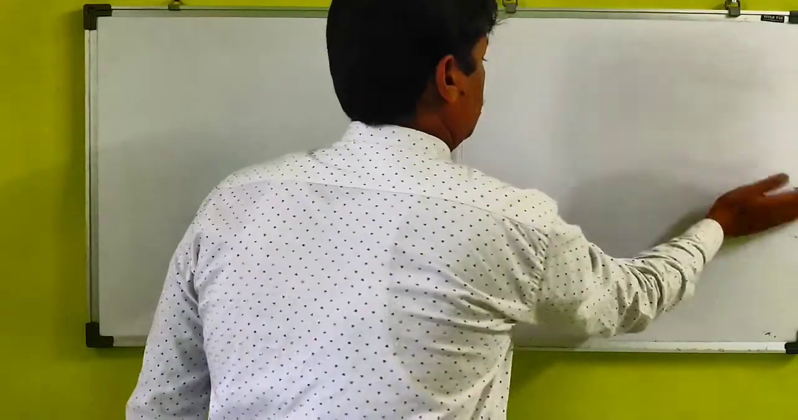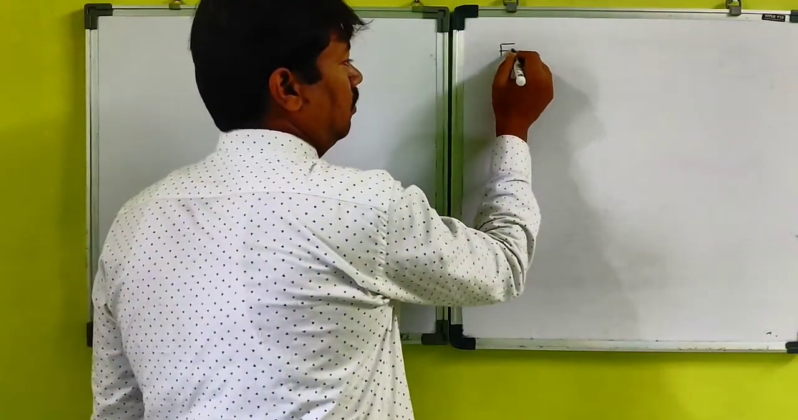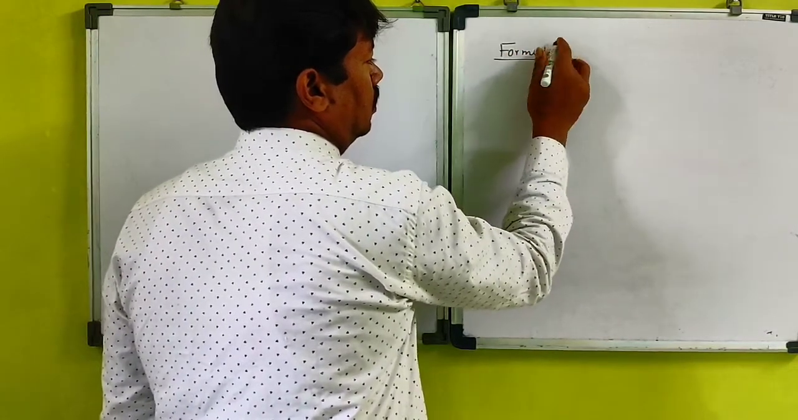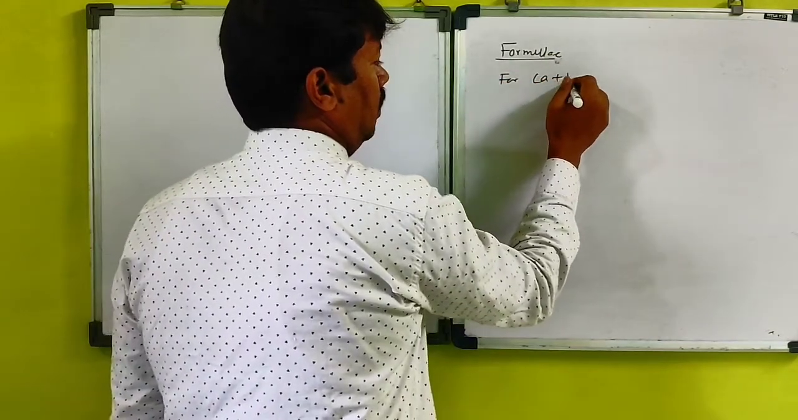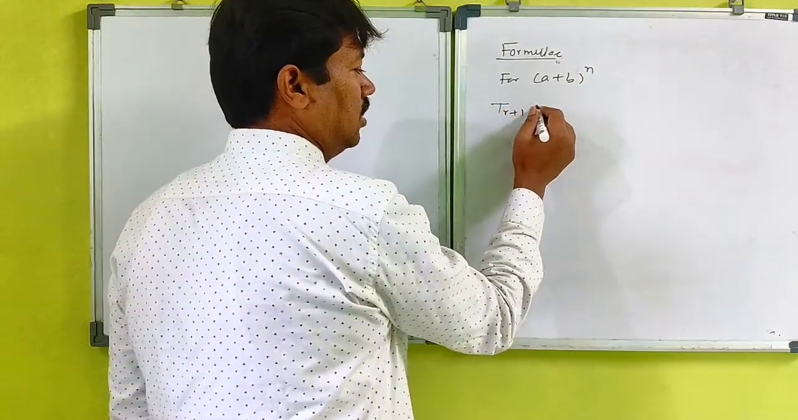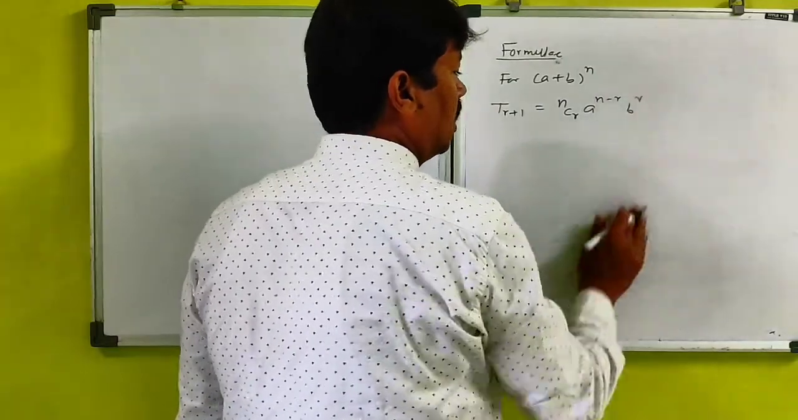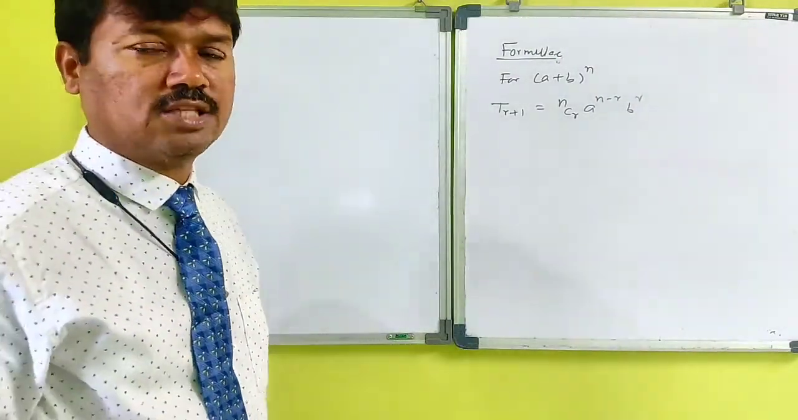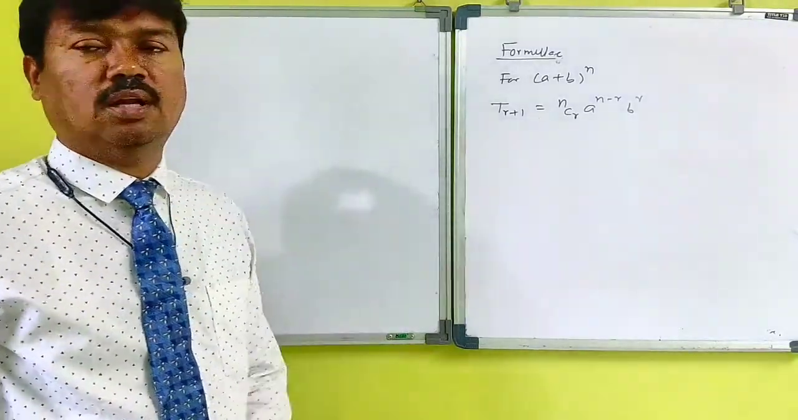So what is the revision we have done for this? I am writing that as a formula here. Formula: for (a + b) raised to n, T(r+1) is always given by nCr, a raised to (n − r), into b raised to r. So that is the expression for this. This is the formula for this.